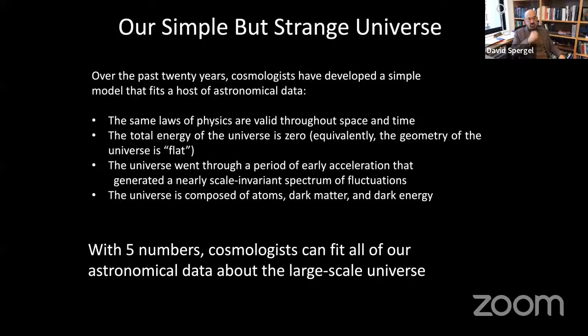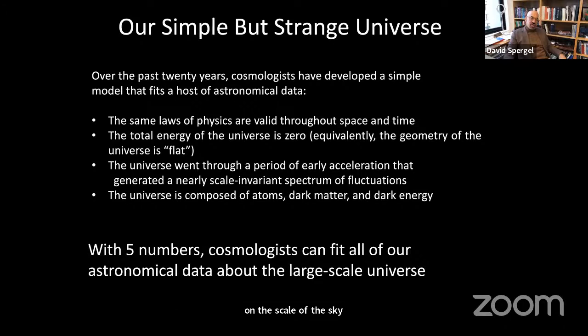Another is that the total energy of the universe is zero. Equivalently, the geometry of the universe is what we would call flat, that the Euclidean geometry, which you learned in your teenage years, is valid on the scale of the whole visible universe. We've seen that the early universe underwent a period of early acceleration that gave rise to the fluctuations we see on the scale of the sky.